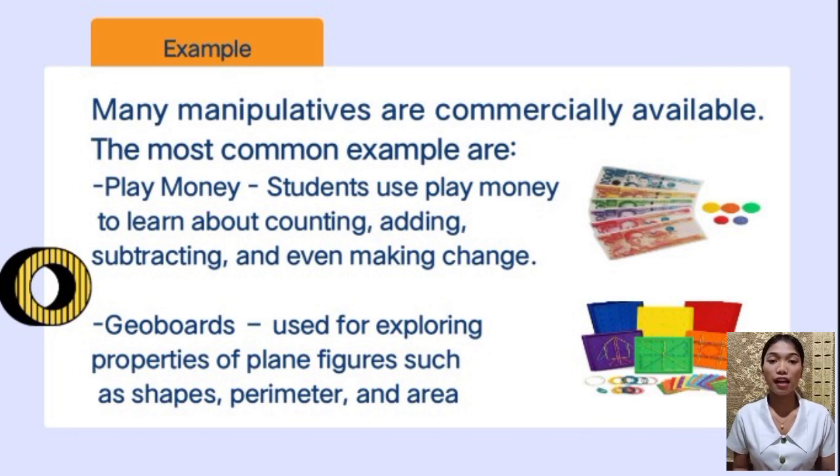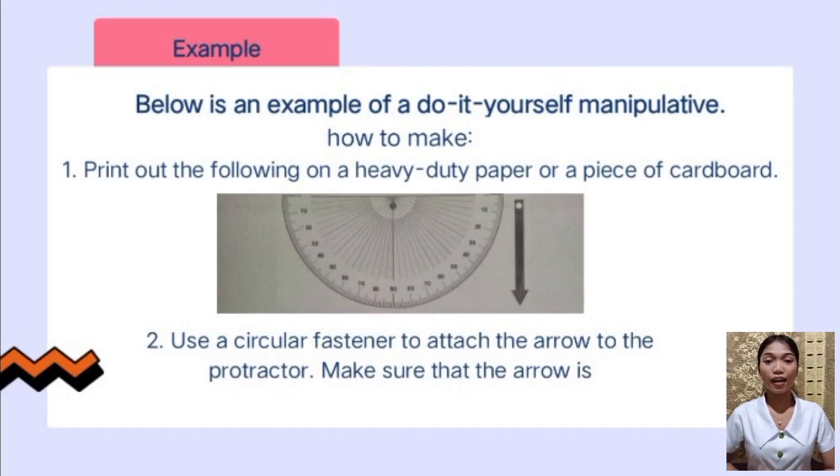So, we have here an example which is play money. Students use play money to learn about counting, adding, subtracting, and even making change. And the other example which is geoboard, used for exploring properties of plane figures such as shape, perimeter, and area. And now, let's proceed here to do it yourself.